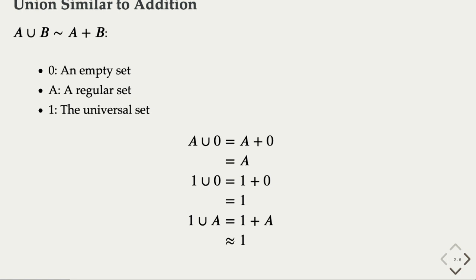For a regular set A, we can show the similarity between union and addition. The union of a set A and an empty set 0 is A itself, so A plus 0 is still A. The same is true about adding an empty set to the universal set 1. The union of A and 1, the universal set, is not exactly 1 plus A, but 1, but they too are roughly the same as long as the universal set is much greater than set A.